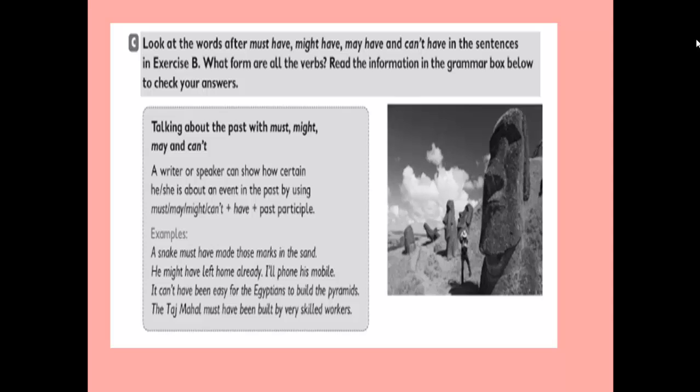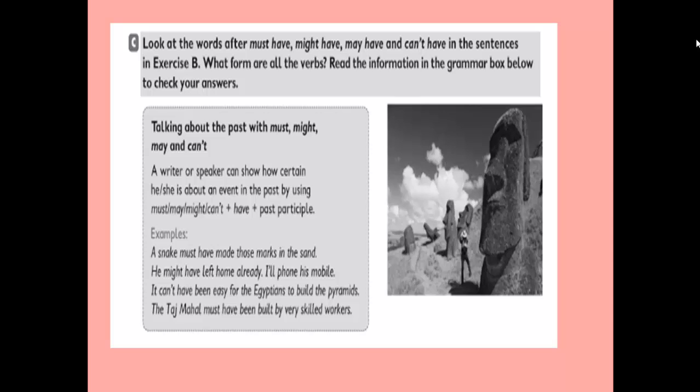Talking about the past with must, might, may, and can't. A writer or a speaker can show how certain she or he is about an event in the past by using must, may, might, can't, plus have, plus past participle. Past participle here is verb 3, the third form of the verb. We can clarify that by using some examples.